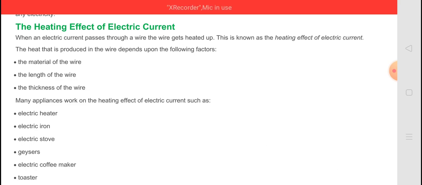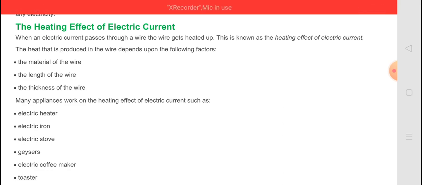Now we are going to discuss applications of the heating effect of electric current. Students, the heating effect of electric current has many applications, right? For example, the heating effect of electric current is utilized in the working of electrical heating appliances such as electric heater, electric iron, electric stove, geyser, electric coffee maker, toaster, right, and so many things.